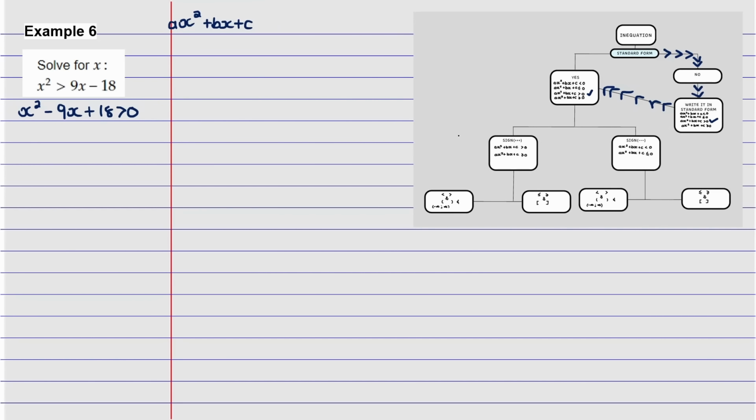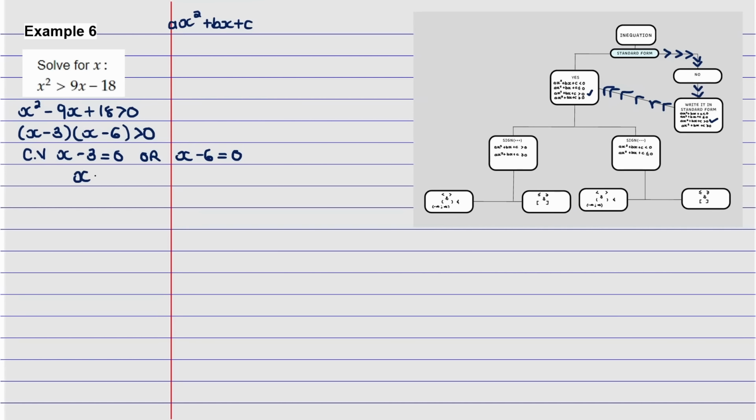So now, before I indicate which sign I need, what I'm going to do is factorize this. So when I factorize it, I have the following: x minus 3, x minus 6 is greater than 0. Remember, why do we factorize? We need the critical values to create the number line. So our critical values are x minus 3 is equal to 0, or x minus 6 is equal to 0.